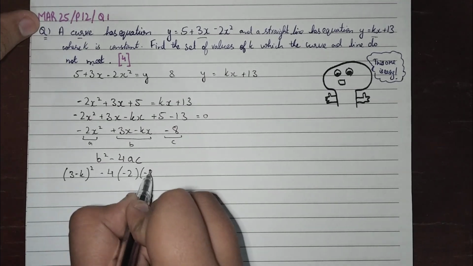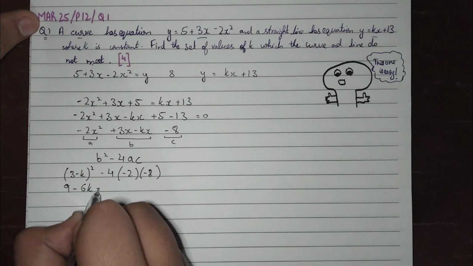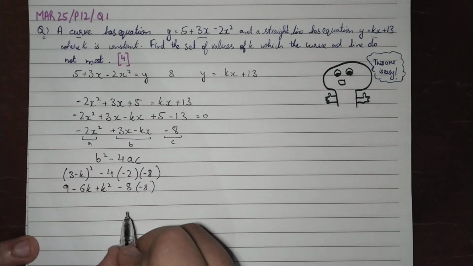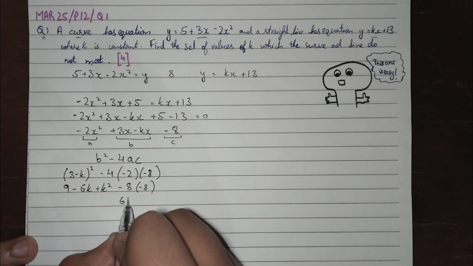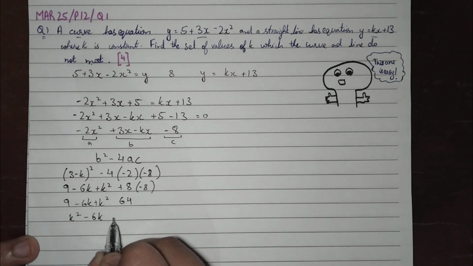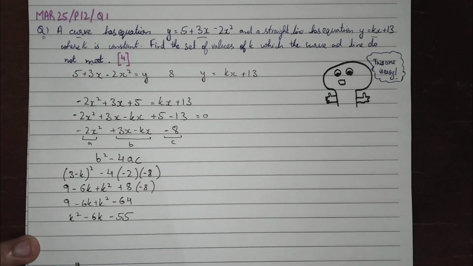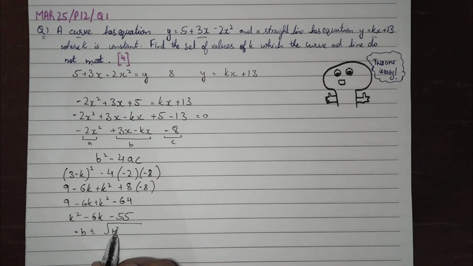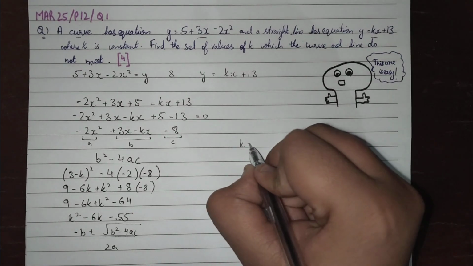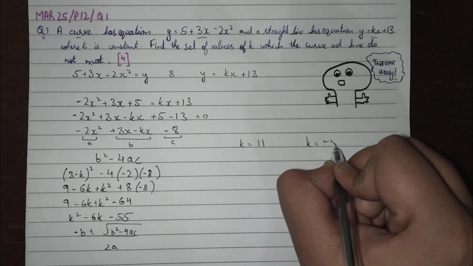We're going to put this quadratic equation in the b squared minus 4ac formula and then solve it, and we're going to get the quadratic equation in terms of k. We're going to evaluate it using the quadratic formula and get the two possible values of k, that is 11 and minus 5. Now we know that the set of values ranges between minus 5 and 11, and we're going to write it exactly that.